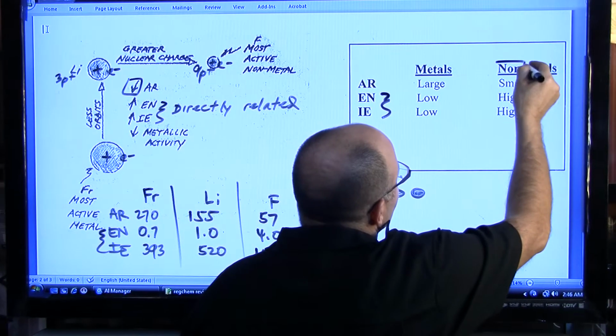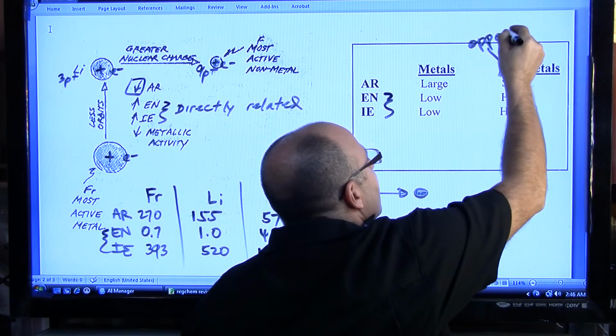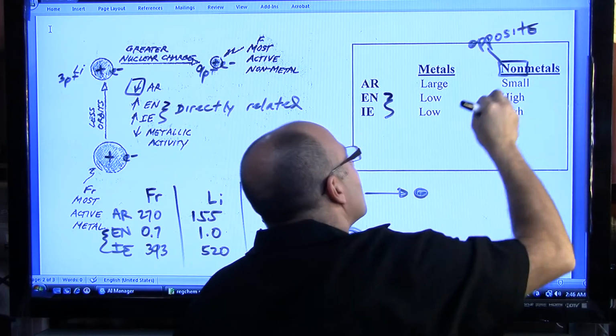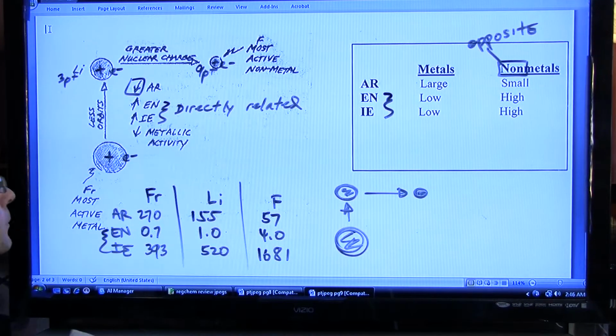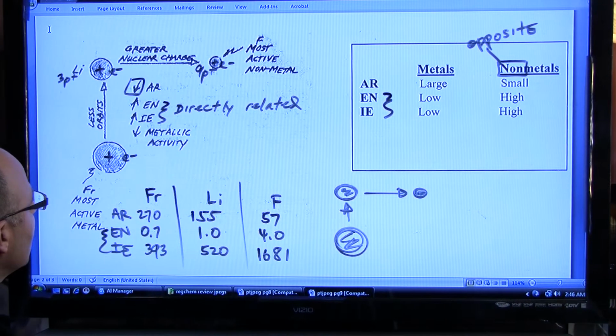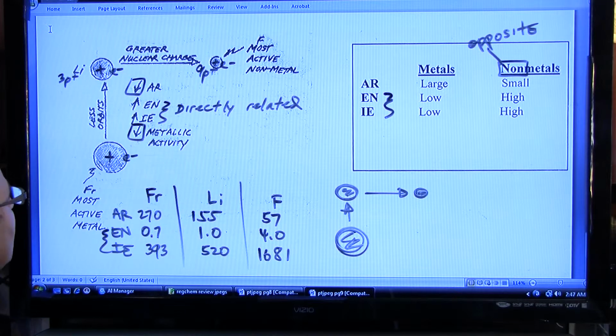Nonmetals, think of them as just being the opposite of metals. So here you have it descriptively, quantitatively, and here's a picture to help you with that. Either way, it will work. The last thing is this thing right here, metallic activity.